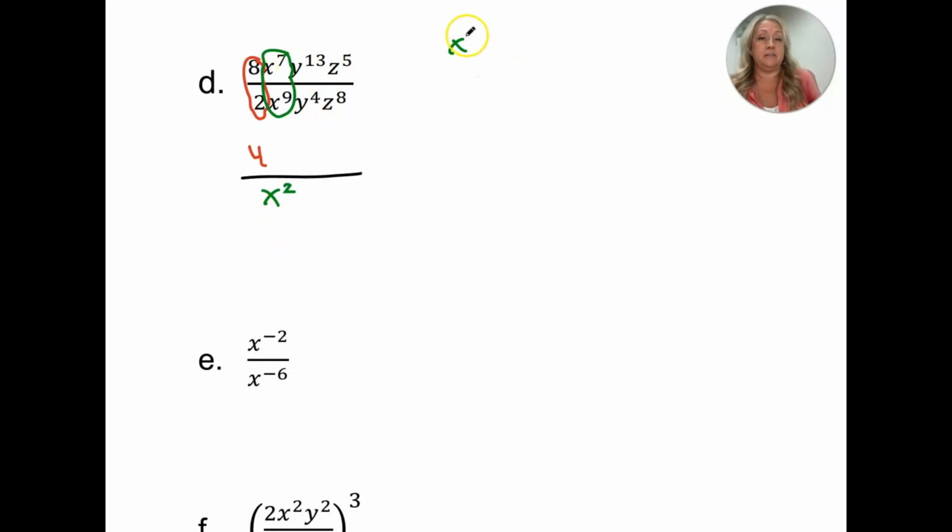Or you could have done x to the 7 minus 9, but that's going to give you x to the negative 2 power, and then you would have to use that reciprocal rule and flip it downstairs. So you can see why it ends up there in the denominator.